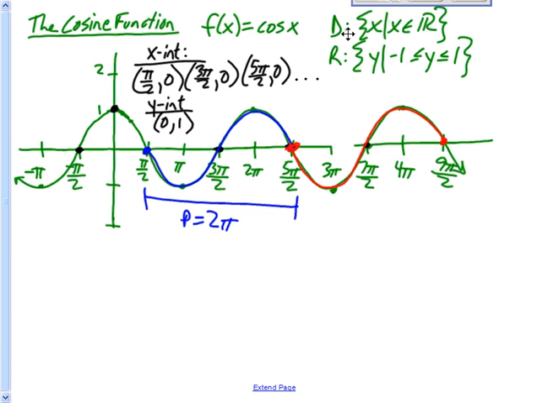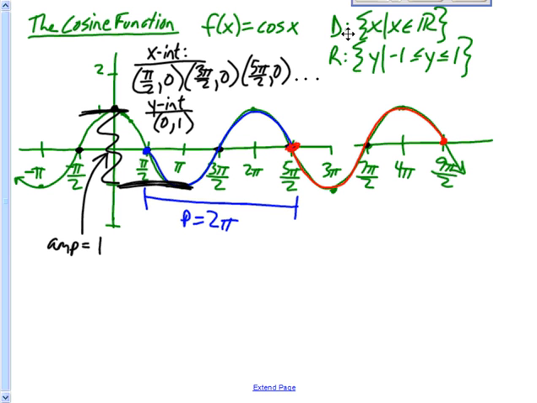There's your period. What's your amplitude? Your amplitude is half the distance between your low and your high. The distance is 2, but the amplitude is half that, which is 1.